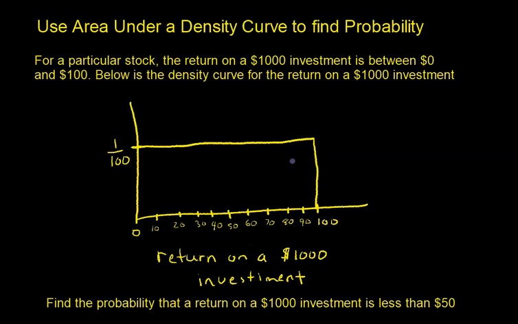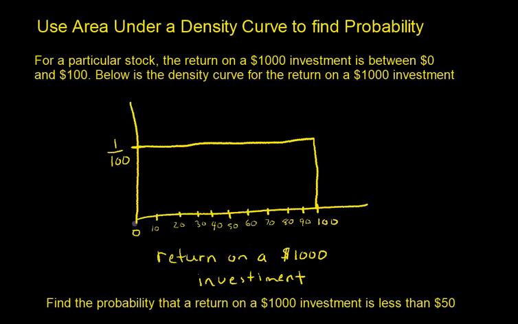One thing you can check is the rules that we discussed in the previous video, which is that the total area under this straight line equals 1. Remember, area is height times width. The height of this is 1 over 100, and the width is 100. If you multiply those, 100 times 1 over 100, you get 1. So the total area of this box equals 1. This is a valid density curve.